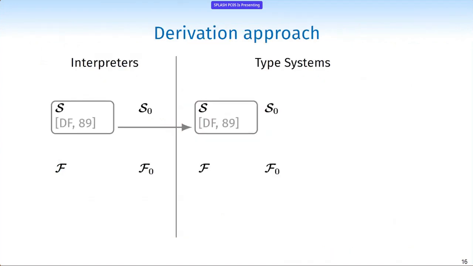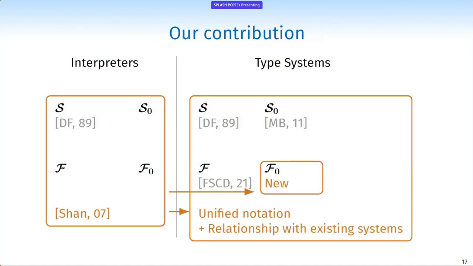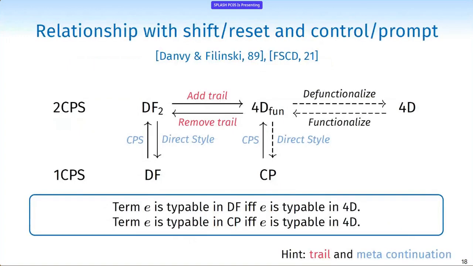As for the derivation approach, originally Danvy and Filinski derived their type system for shift and reset from the corresponding CPS interpreter, and two other existing studies also follow the same approach. Similarly, we follow the same approach, and we derived a type system from Shan's interpreter proposed in 2007. This interpreter includes all four operators, and from it we derived our type system for the four operators in a unified notation. We also proved the relationship with existing systems. Let's look at that in the next slide.